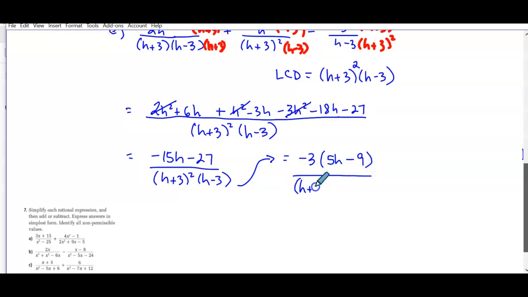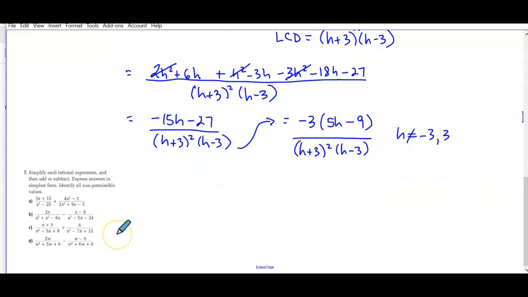So it looks like there's nothing else that divides out. So again, you could keep it like that. This for sure shows that you know that you can't simplify it any further. In terms of your non-permissible values, your restrictions, negative 3 and positive 3. Okay, so those are kind of the harder adding and subtracting.